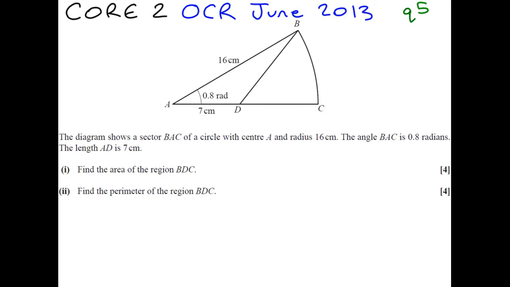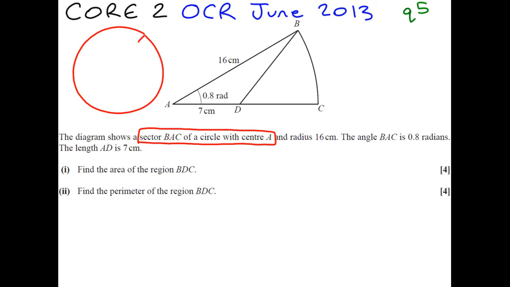Question 5 is about arcs and sectors, so you need to know off by heart the formula for arcs and sectors. Now if we read the question, it tells us that BAC is a sector of a circle. Let's think about what that actually means. That means we had a circle and we cut a bit out. So these two lines are both radii. If we think about that, this straight line along here is 16, and we should already be thinking of finding missing values. This length has to then be 9 centimeters.